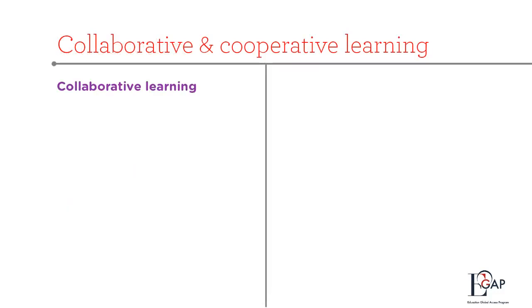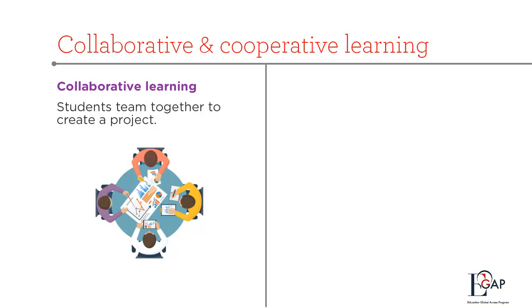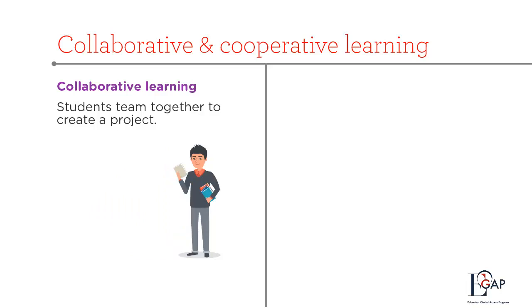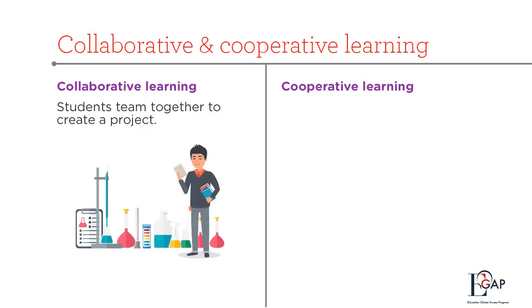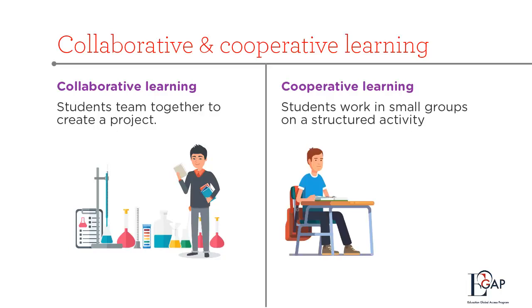Collaborative learning is a method of teaching and learning where students team together to explore a significant question or create a meaningful project. This might include having students talk about a book chapter that they've read on their own or work together on an experiment. Cooperative learning is a specific kind of collaborative learning. In this method, students work together in small groups on a structured activity. They are individually accountable for their work, and the work of the group as a whole is also assessed.